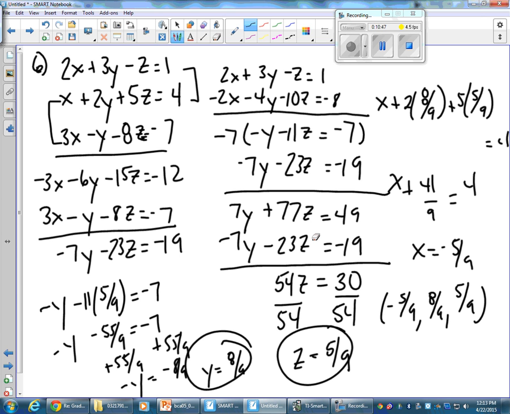And you can check them in all three equations and they'll work out if you plug in the x and the y and the z.